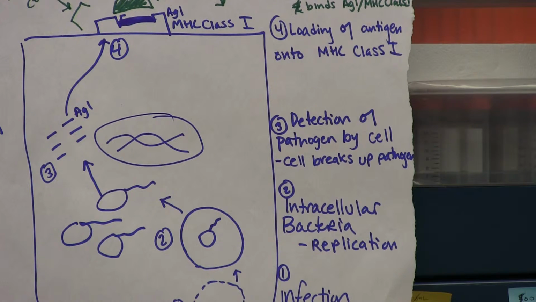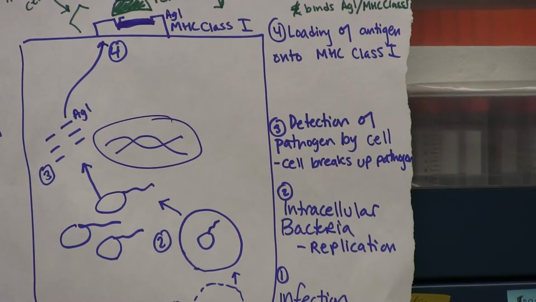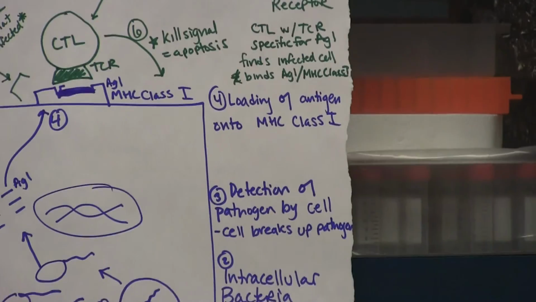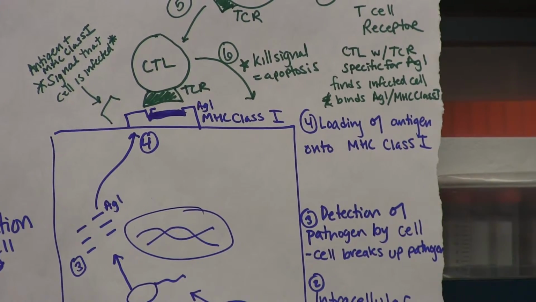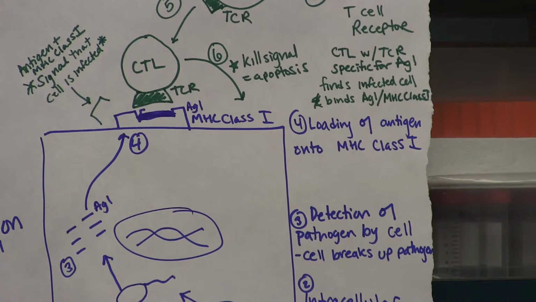And so what happens after your own cell detects that there's a foreign and harmful pathogen inside the cell, it breaks it down, as I've shown in step number 3, and one piece of those antigens can be taken up to the surface, and loaded into our MHC Class I receptor that I've shown on the surface of the cell.